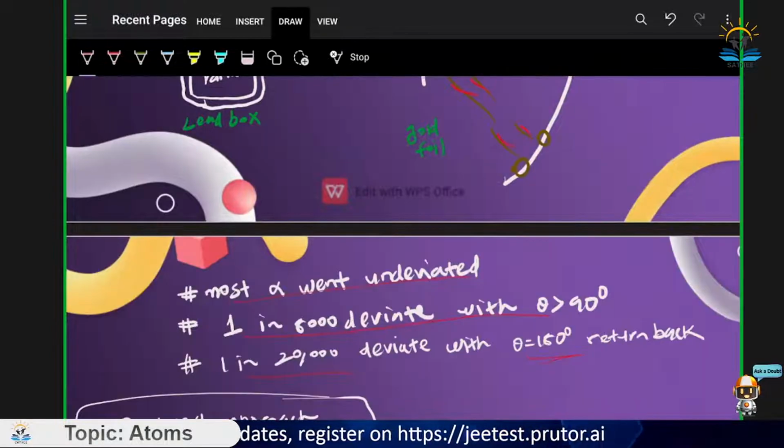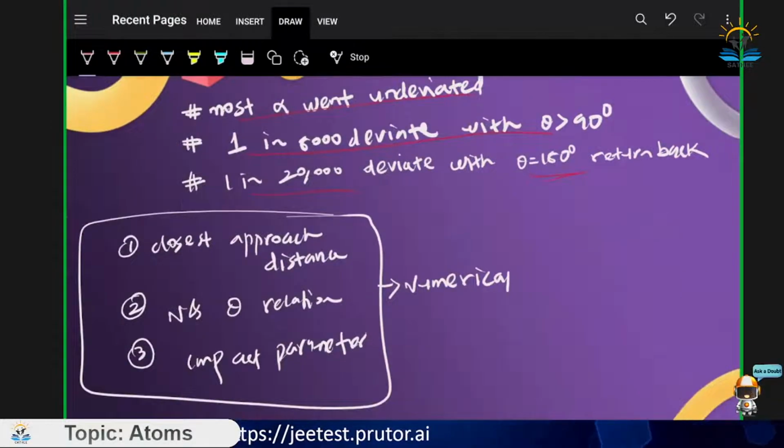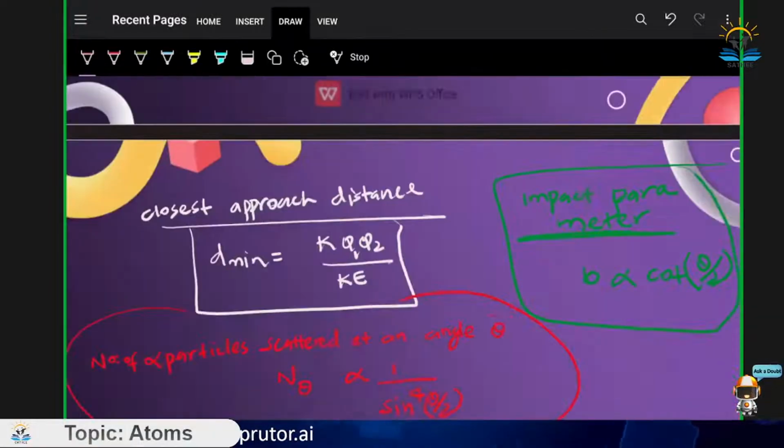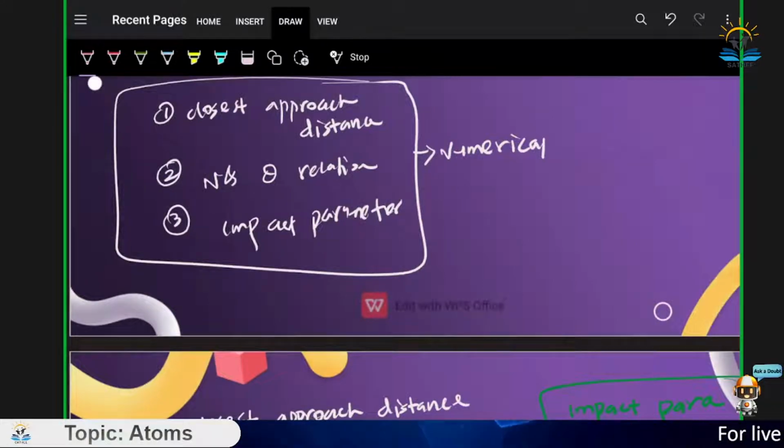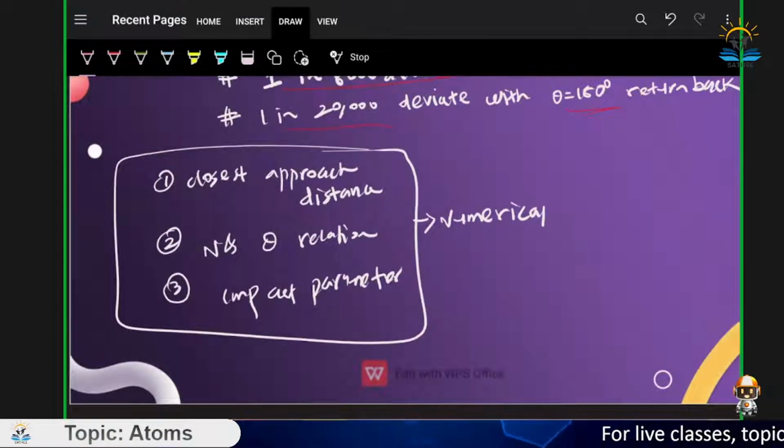For numericals, that's our main purpose, there are three things. First, closest approach distance. Second, the number of alpha particles scattered at an angle and its relation. And third, impact parameter. First, what is closest approach distance?